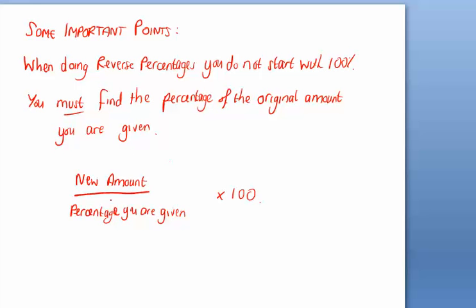This is the calculation that we need to follow to find the original amount. You do the new amount divided by the percentage that you are given. This will give me what 1% is worth. Then we times by 100 to get 100%.